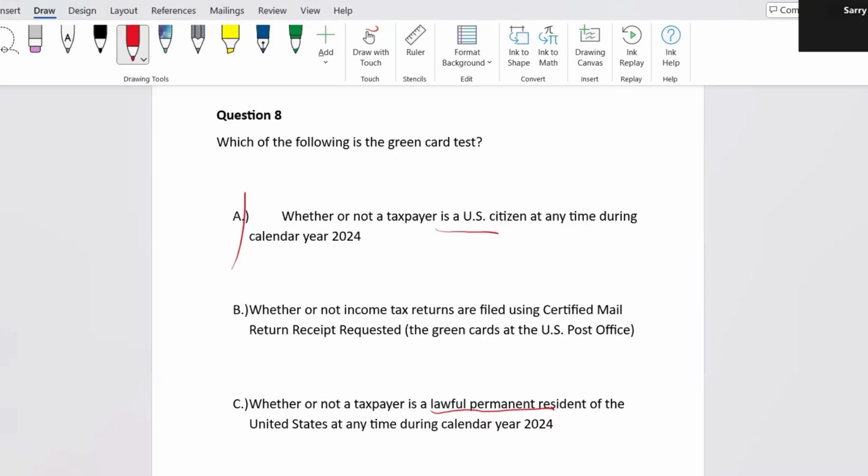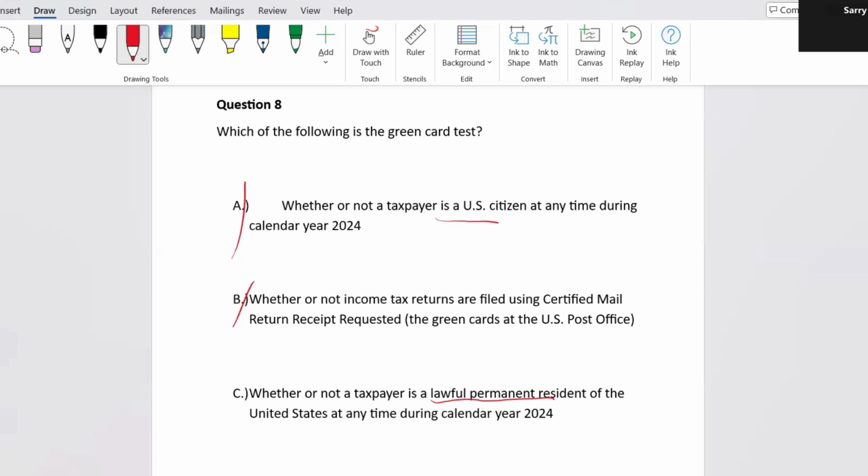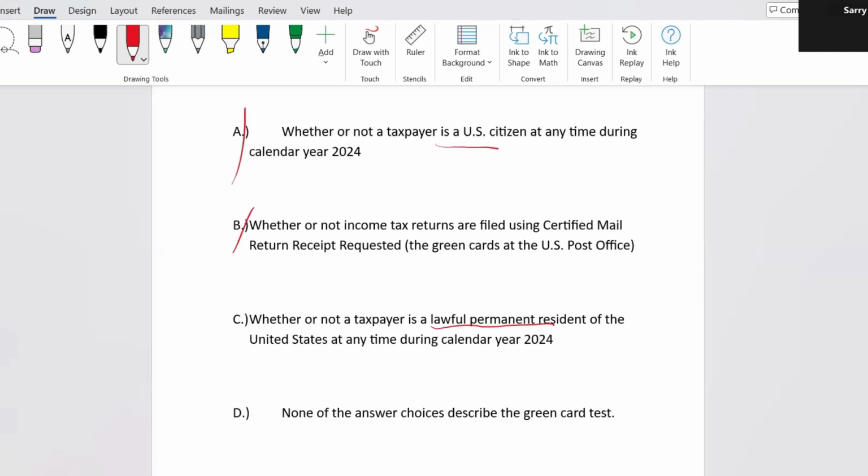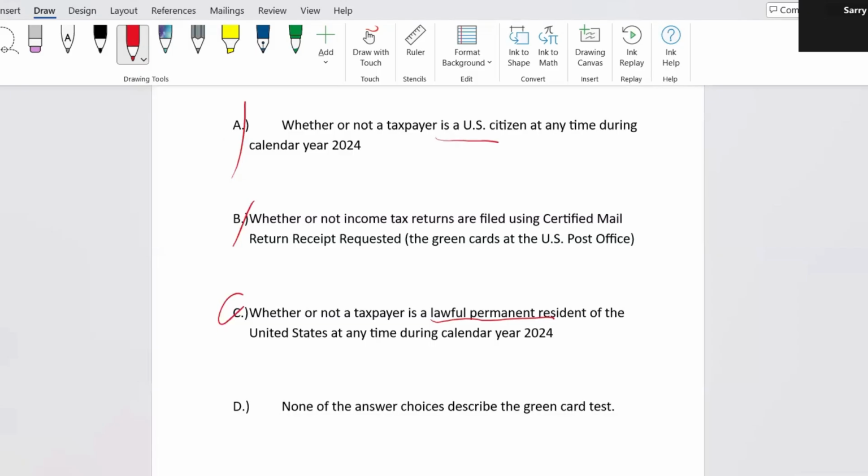It has nothing to do with certified mail. This is just to throw you off. It has nothing to do with that at all. The green card test. Let's see what the last answer was. None of them are described. It is this one right here. So it's whether or not a taxpayer is a lawful permanent resident of the U.S. at any time during the calendar year. That's what the green card test is. So just remember, green card equals lawful permanent resident. It has nothing to do with citizenship.